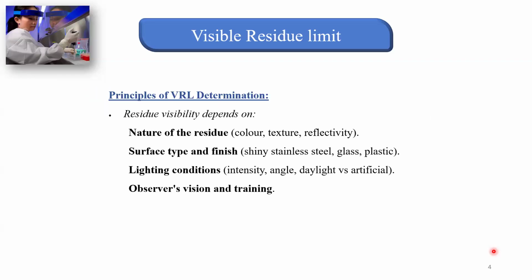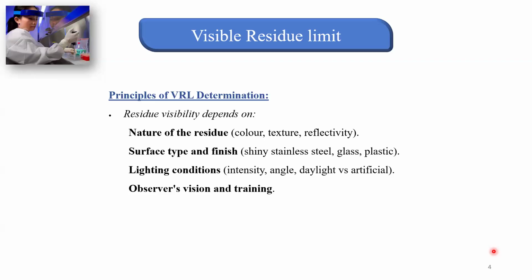To correctly determine the visible residue limit, it is important to understand the basic principles that affect residue visibility. The first factor is the nature of the residue. Some residues are dark in color, sticky or crystalline, making them easy to see. Others may be colorless, transparent or thinly spread, which makes them very difficult to detect. VRL studies focus specially on residues that are hardest to see, and these represent the worst case conditions.